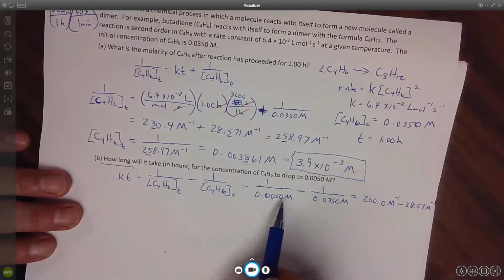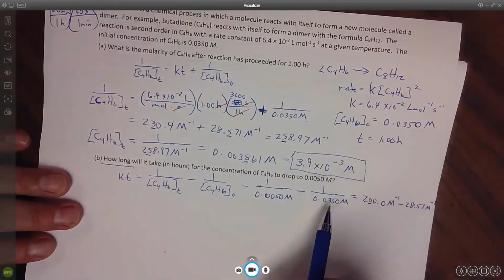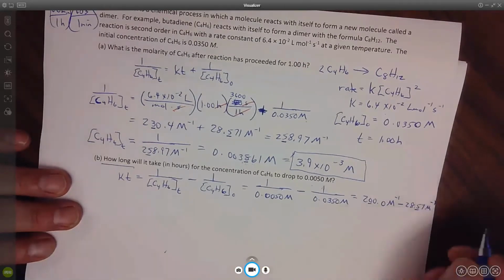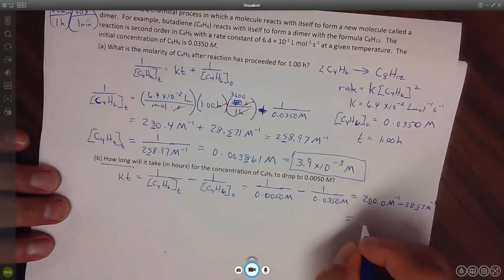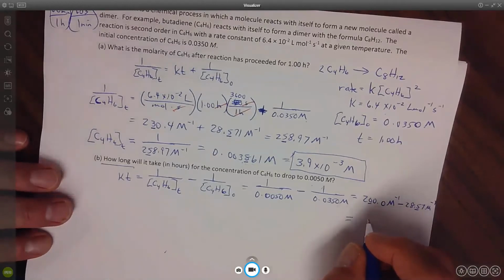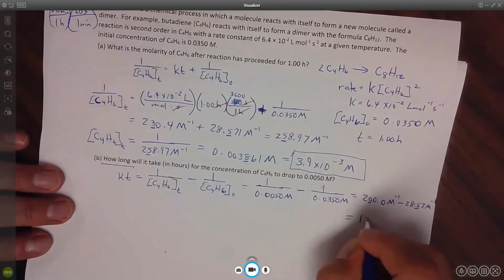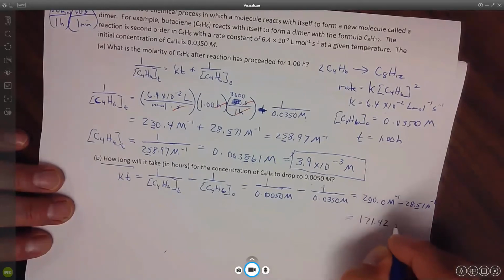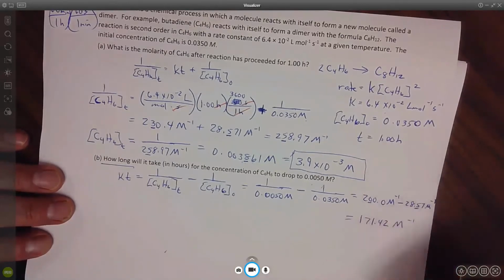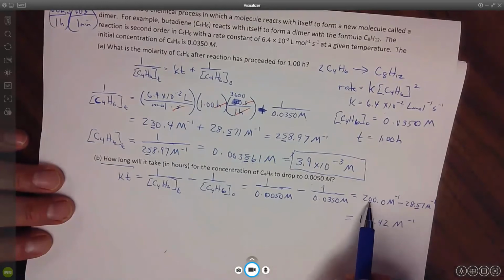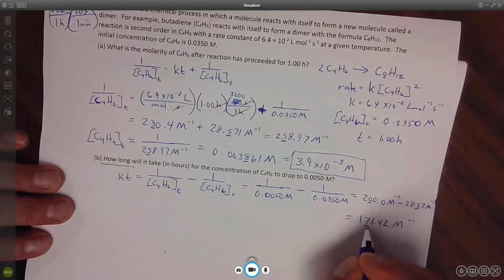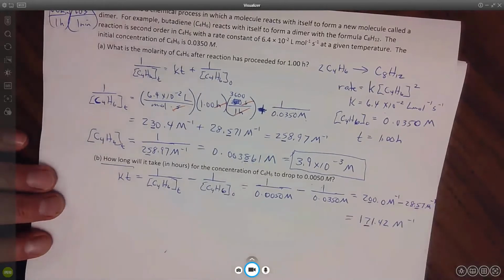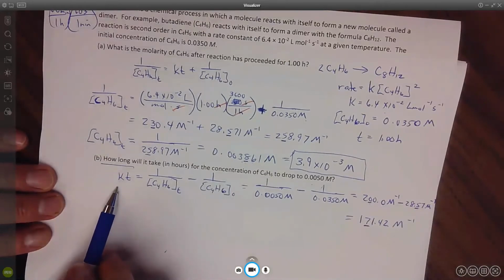This is 2 sig figs. This is 3 sig figs. So when you plug that into your calculator, you're going to get a value of 172.42 per molar. Again, this is the least precise. It's 2 in front of the decimal place, and this is 1 behind, so we have to go 2 in front again. Now remember, that equals kt.